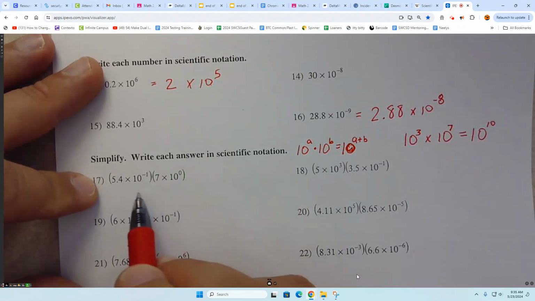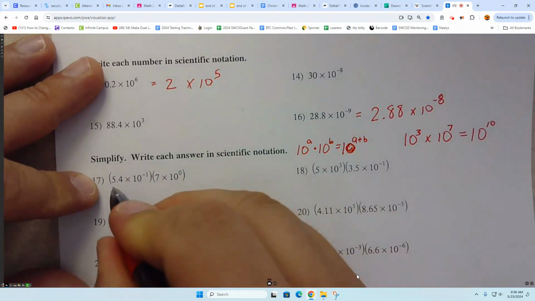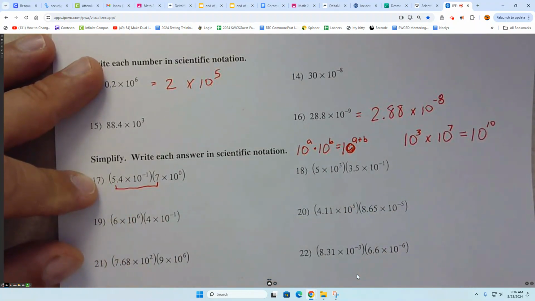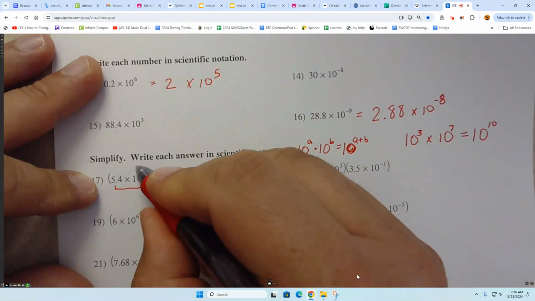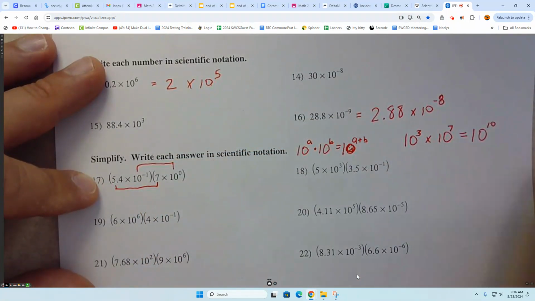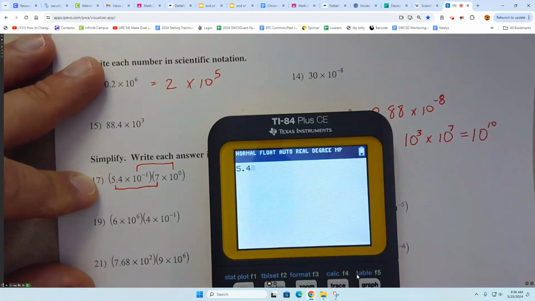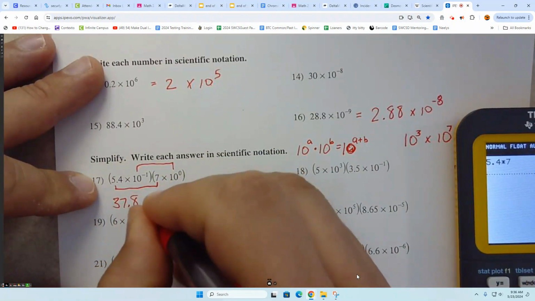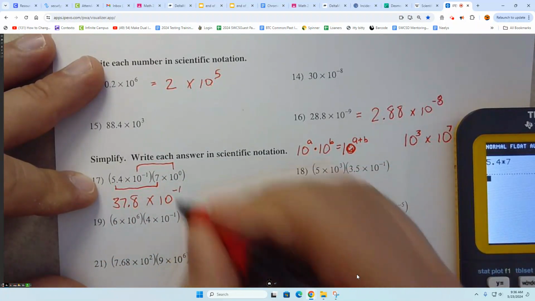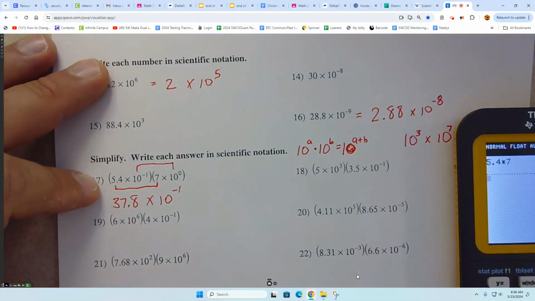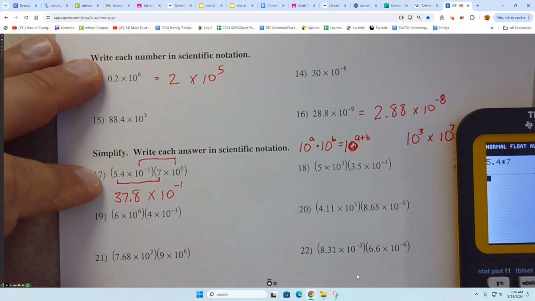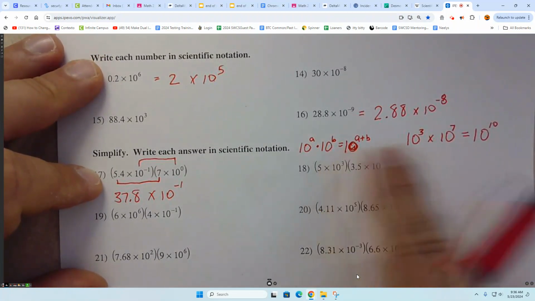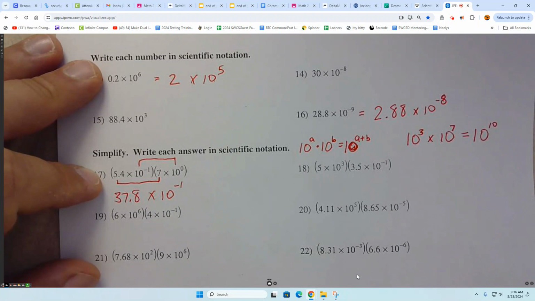So that means on this one, the numbers get multiplied, and the tens get multiplied. I could probably do that in my head or figure it out by writing it out. But 5.4 times 7 is 37.8 times 10 to the negative 1 when I add those powers. You don't multiply them, you add the powers. That's this explanation over here. Okay? So we add those powers.